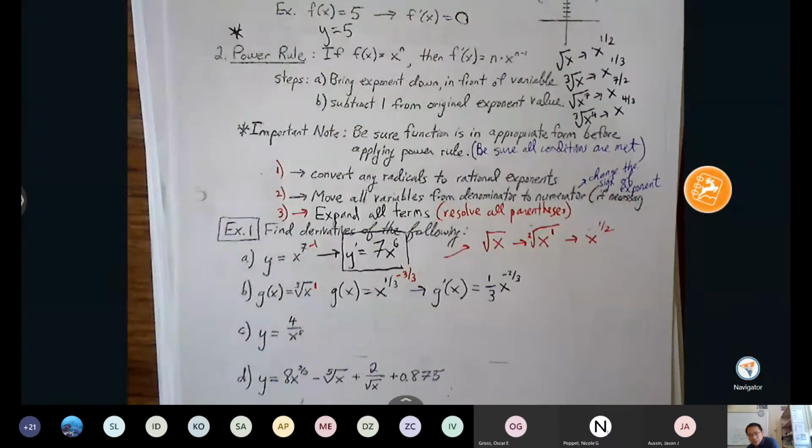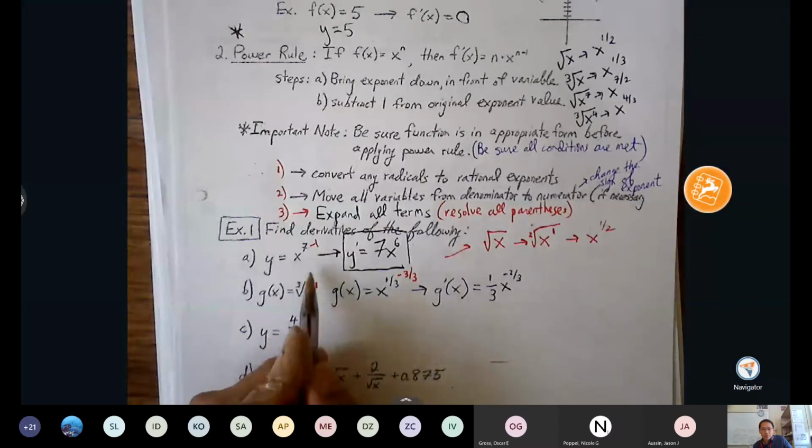Okay, so there's my derivative. This formula will tell me the steepness of any point on this curve.